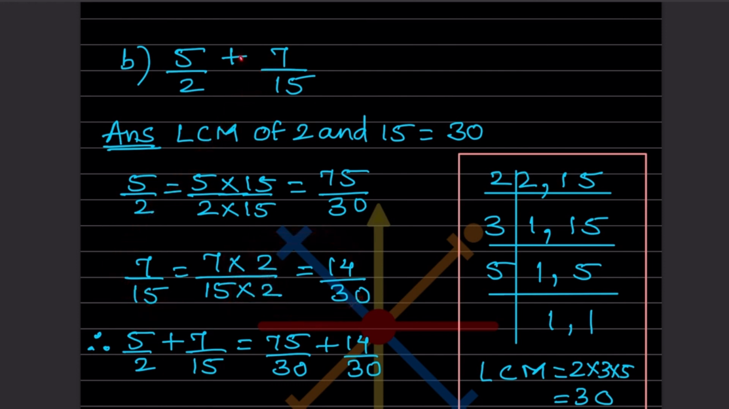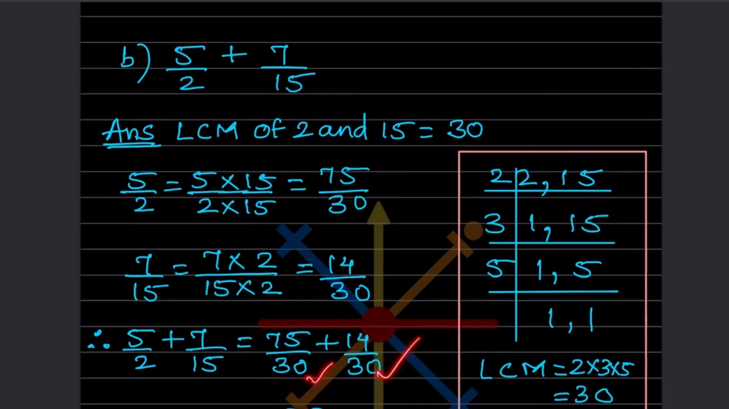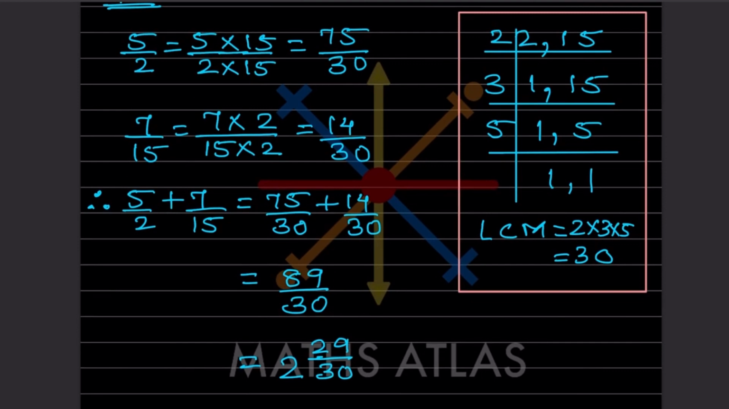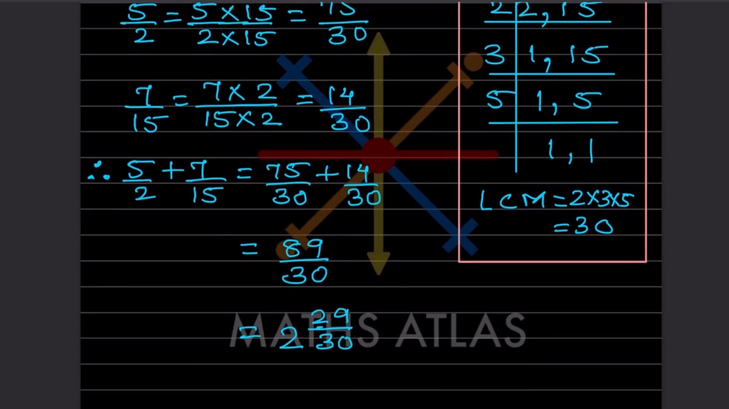Now since it is adding, these two are going to get added. What did you get for that one? 75 by 30 and 14 by 30, you are going to add it. Now you can see the denominators are same. So what will you write here? You write it only once, and this you are going to add. 75 plus 14 which is 89. Now look here, 89 by 30. 89 by 30 means it's improper because the numerator is bigger.